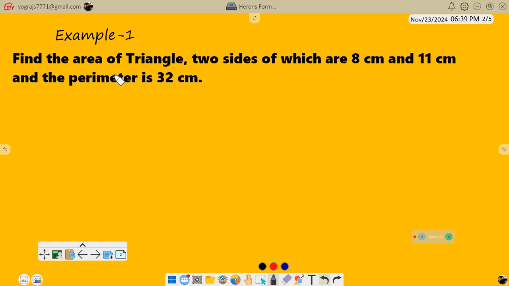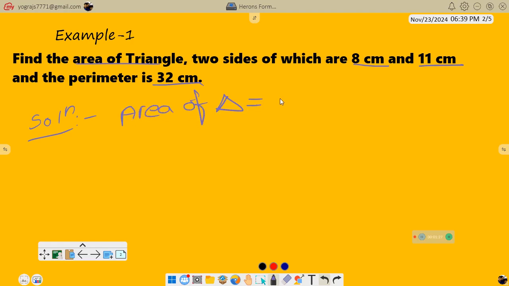Here we are with a question. Find the area of the triangle, two sides of which are 8 cm and 11 cm, and the perimeter is 32 cm. Now let's see how we can solve this question. Coming to the solution, we have to find the area of the triangle.